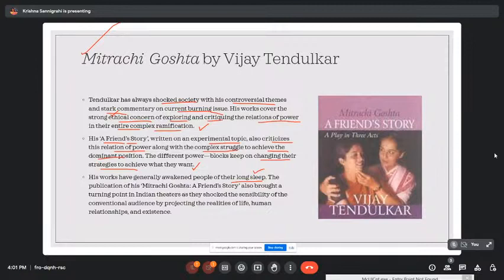So the publication of his Mitrachi Goshta, A Friend's Story, also brought a turning point in Indian theatre, as it shocked the sensibility of the conventional audience by projecting the realities of life, human relationships, and existence.